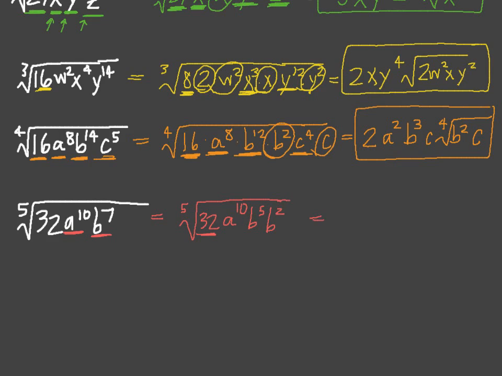So the 5th root of 32 is 2. The 5th root of a to the 10th, there are 2 groups of 5 in there, so I pull out an a squared. The 5th root of b to the 5th, there's 1 group in there, so that can come out. So these came out. And then this is all that's left over, the 5th root of b squared.